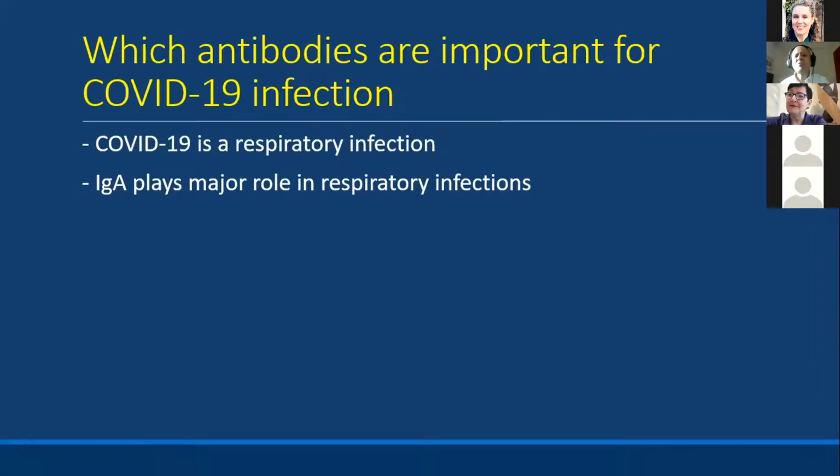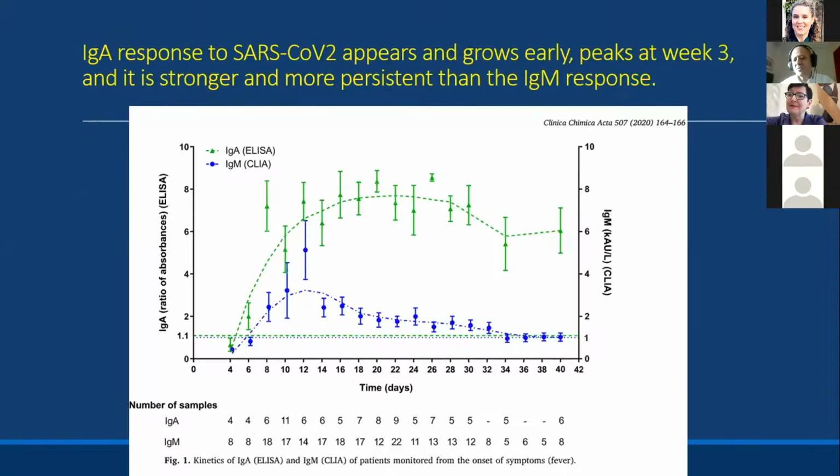Which antibodies are more important in COVID-19 infection? We know that SARS-CoV-2 or COVID is a respiratory disease, and we know that IgA, especially secretory IgA, plays a major role in these diseases. And people noticed that if you look at most papers looking at IgG, IgA, anti-SARS-CoV-2, you see higher levels of IgA and persisting for longer times.